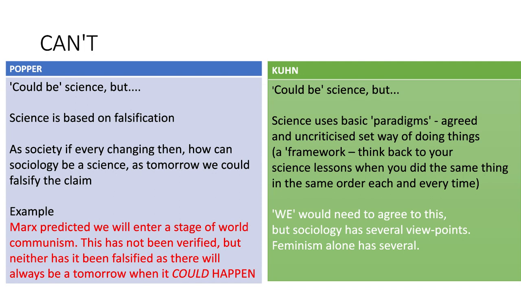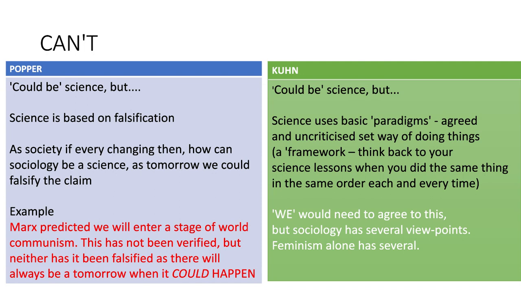So if you think about the framework that you used to have back in your science lesson at school, where you would go through that form that your teacher would give you about how you would carry out an experiment, you would do the same thing in the same order every time without question. For us to study sociology as a science, we need to have a single paradigm. The problem is we don't agree.